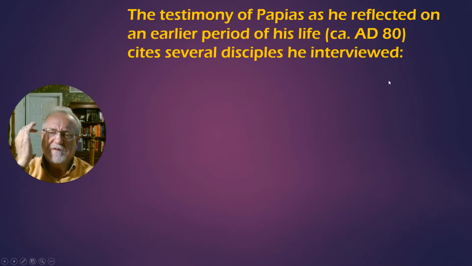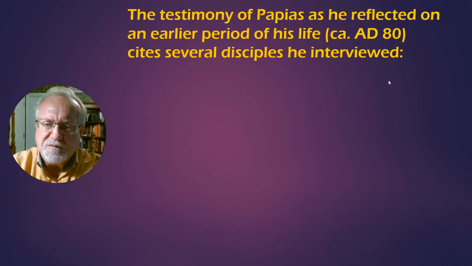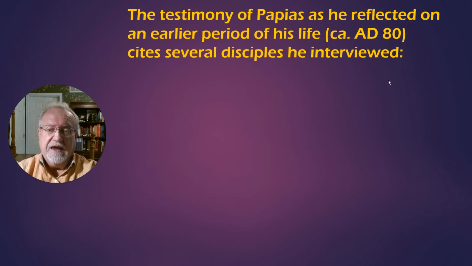Now, let's go to the testimony of the early church. Since the Gospel of John is anonymous, and in the earliest forms of the Gospel, there doesn't seem to be any title, such as we would think of it today, the Gospel of John, we need to go to the testimony of the early church. And probably the most significant of these, certainly the earliest of these, is going to be Papias.